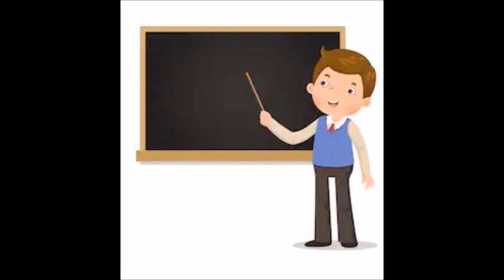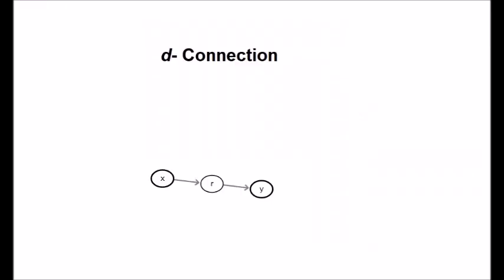Now I'll explain what d-separation and d-connection are in DAGs. In this diagram, you can see that X has a causal connection with R and R has a causal connection with Y. In other words, we will say that X has a causal connection with Y. So the signal from X is transmitting to Y via R because R is the child of X and parent of Y. So in this case, we will say that X and Y are d-connected.